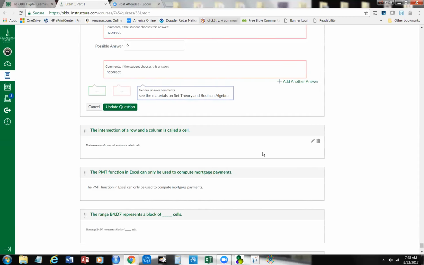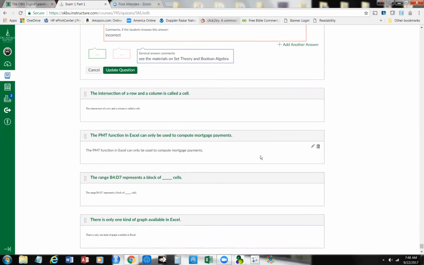The intersection of row and column is called a cell. Yeah. You open up Excel, columns and rows, and the intersection is the cell. That should have been right. No one should miss that.